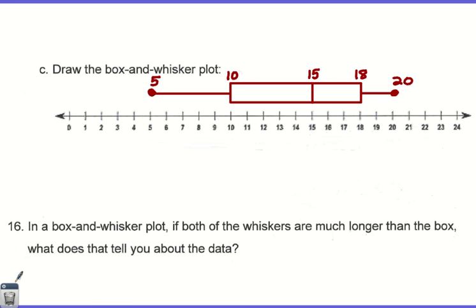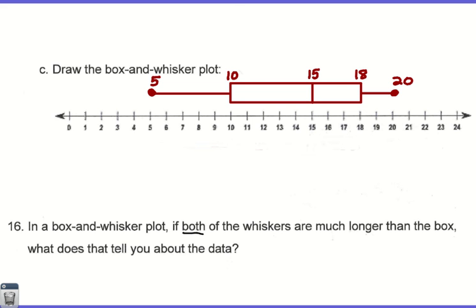And the final question says, in a box and whisker plot, if both whiskers are much larger than the box, what does that tell you about the data? Well, the length of the whiskers depends on what the absolute lowest number is and what the absolute highest number is. That's what dictates where the left whisker goes all the way out to the left, and how far right the right whisker goes: just the absolute lowest and the absolute highest numbers.